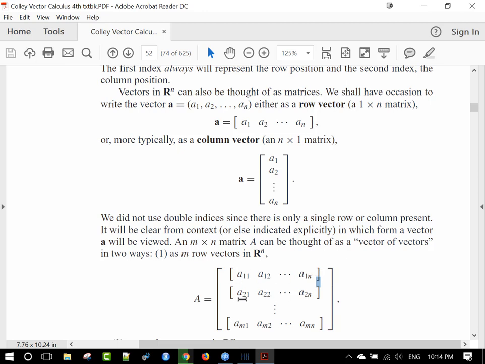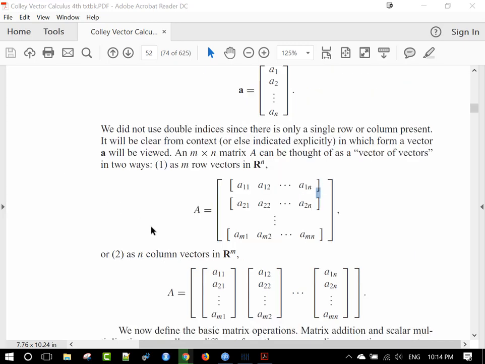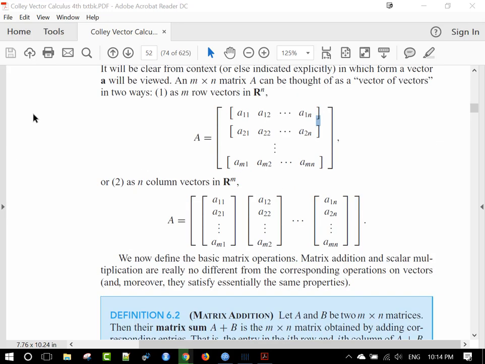Then they say you could also think of a matrix as a bunch of row vectors, like this. A first row vector, second row vector, with each row vector being in Rn, since there are n columns. Or you could think of it as a bunch of column vectors, and each column vector is in Rm because there are m rows.